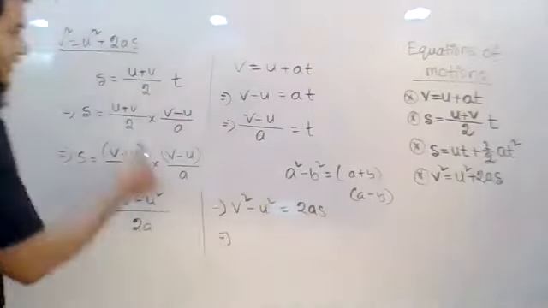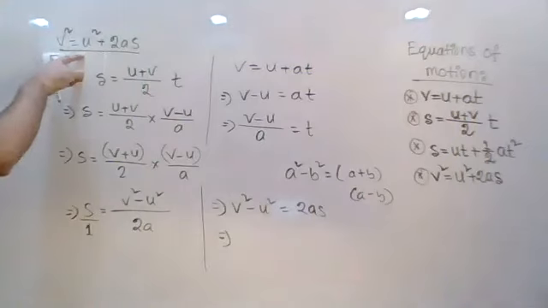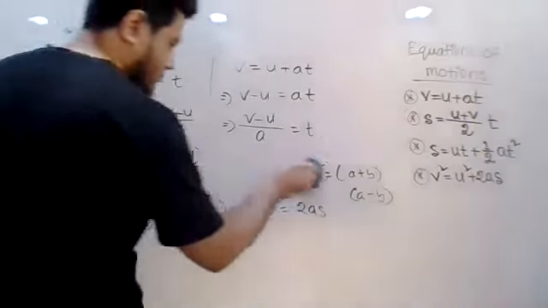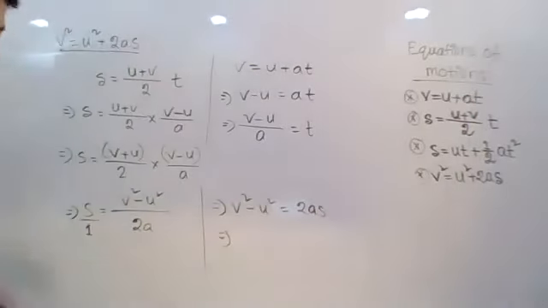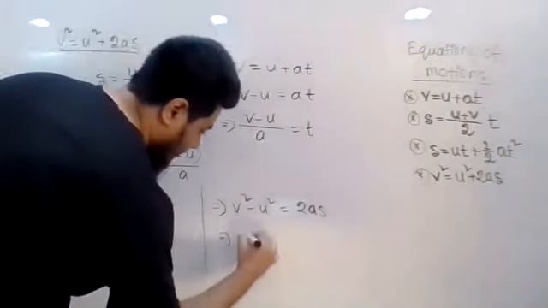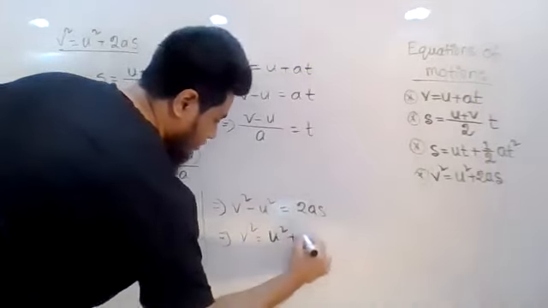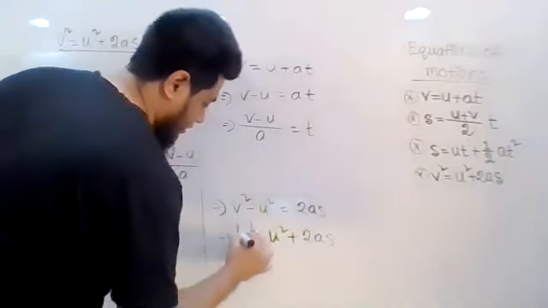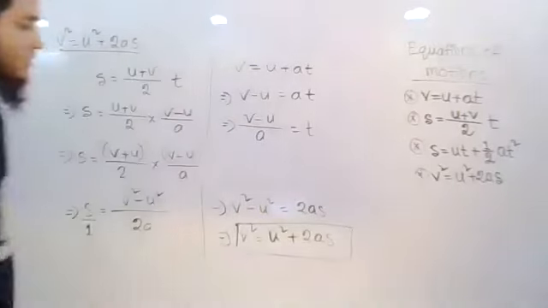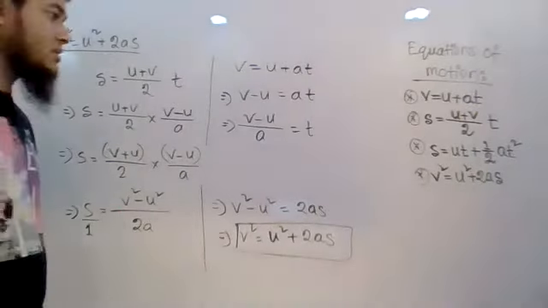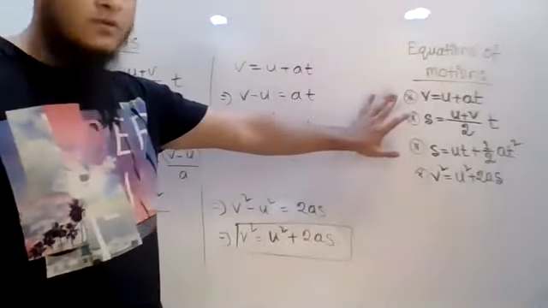We are almost there, right? We need to do only one more thing. What is it? We must change the position of u. We will make it positive. So change its side. So v square is equal to, u square is minus, and if I change the side, it will become plus. So this is our desired equation. Okay. So that was the proof of the 4 equations of motion.